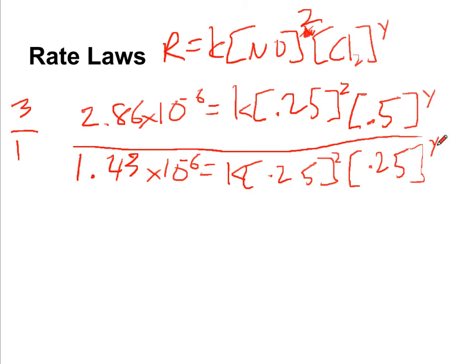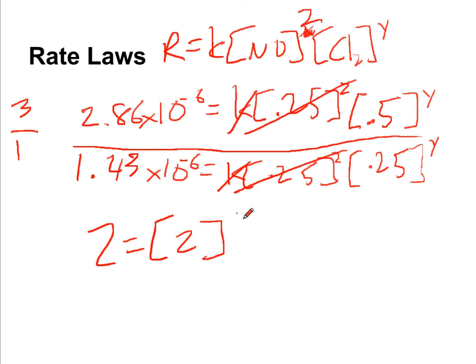So in this case, we're canceling out the first reactant. We'll get rid of the rate constant and this 0.25 squared. We simplify this, we're going to get 2 is equal to 0.5 divided by 0.25 is 2 to the y. So y is going to equal 1. That means that Cl2 is a first order reactant. So this is our solved form of the rate law. We can then go back and choose any experiment's data to plug in and solve for the rate constant.